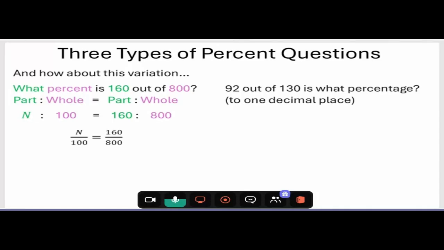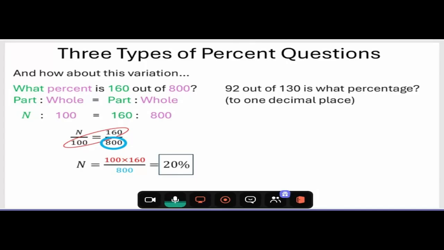Turn them into fractions. Identify the cross product without variables. Divide by the other one. So 100 times 160 divided by 800. And you get your answer, 20. And of course, in this case, that 20 is actually a percent. So make sure you give your answer as a percentage in this case, because they've asked for what percent.